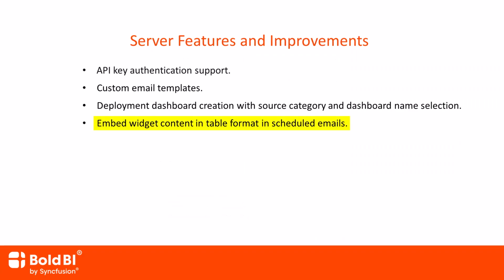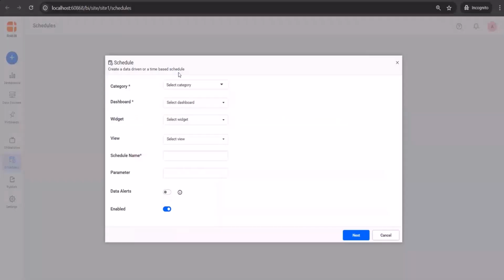The final server enhancement is the ability to embed widget content in table format in scheduled emails. The widget content can be embedded directly into the body of an email when scheduling Excel reports, simplifying data sharing. To show you this feature, I schedule a dashboard by selecting and filling in the necessary fields.